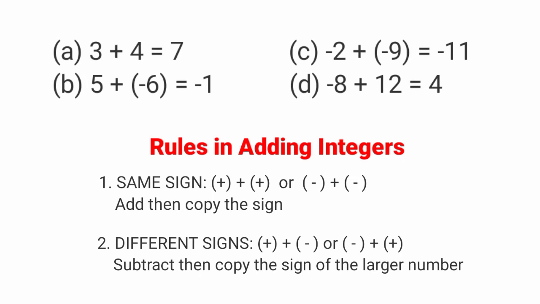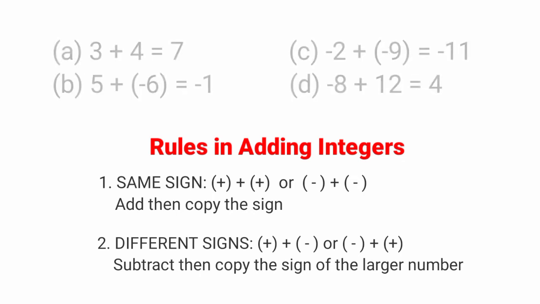In letter D, we have negative 8 and positive 12. Since they have different signs, we will be subtracting the two numbers. That is 12 minus 8 is 4. Now the sign of 4 is based on the larger number, which is 12. 12 is positive, therefore our answer should also be positive.